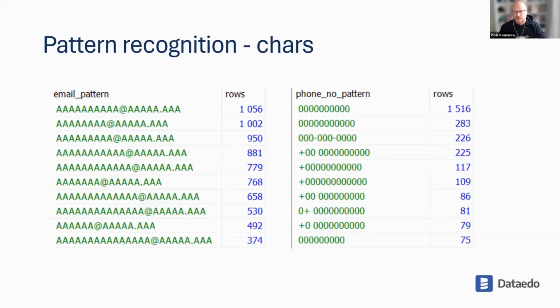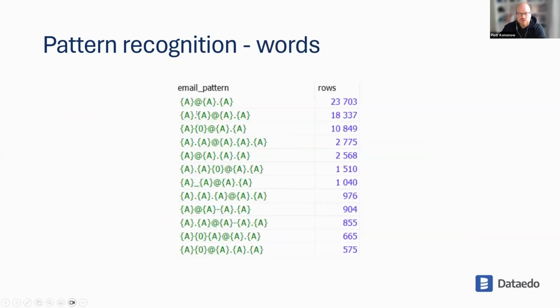String profiling. We could analyze patterns, and there are two types. One is by char. So for email, it's not very useful because it doesn't tell you a lot. But for phone numbers, it's very, very useful. And we have another one which could identify patterns for words. So in this case, for emails, it's perfect, right? This is what you'd expect for email patterns in a column, right?